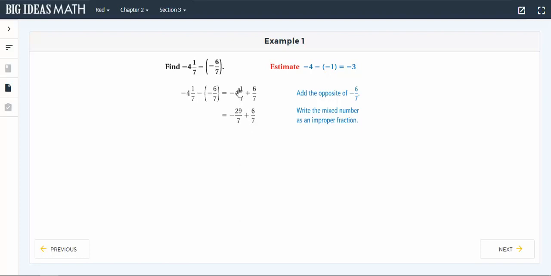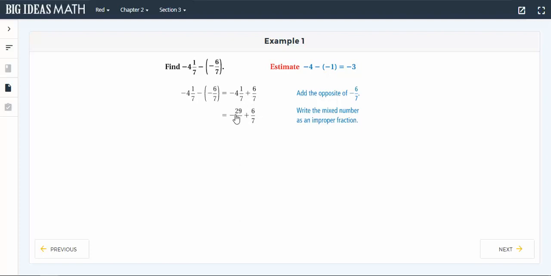And then we're going to change this to an improper fraction. And if you remember how to do that, you take 7 times 4 is 28, because 28 sevenths is 4 wholes. So 28 plus the 1 whole, or one other piece, is 29 sevenths, and it stays negative, plus 6/7.